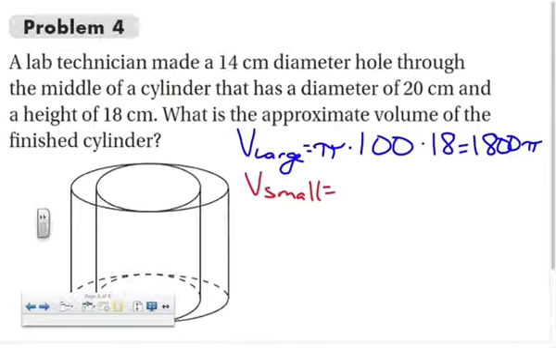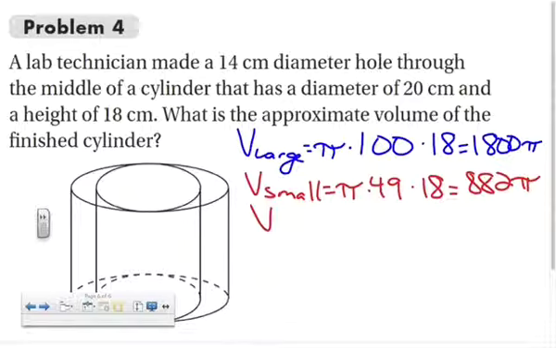Okay, volume of the small cylinder would be pi times 49 times 18, which is 882 pi. So the volume of the composite figure would be 918 pi. We good? How did you get that? I subtracted the 882 pi from the 1800 pi.